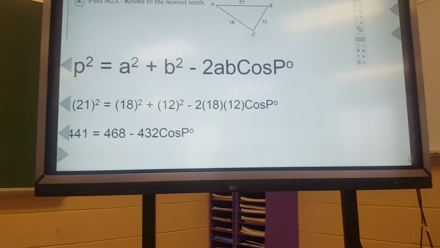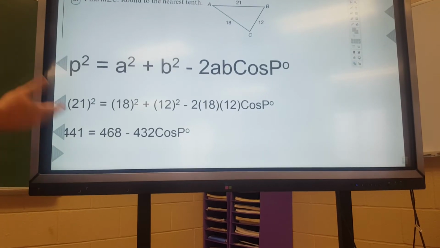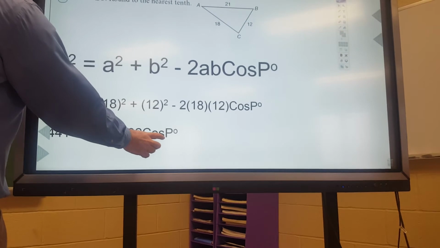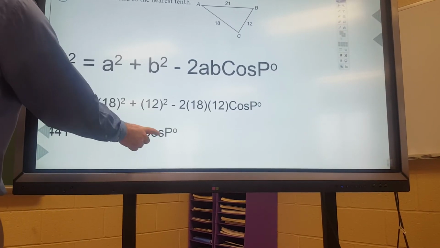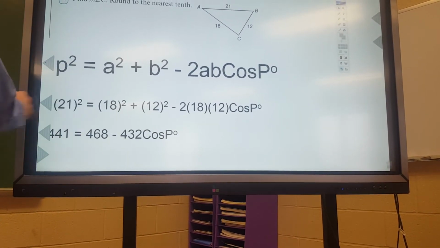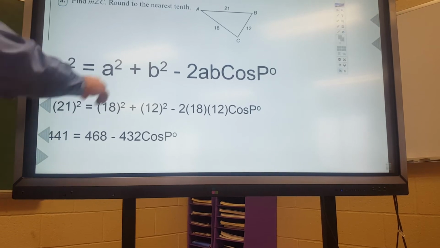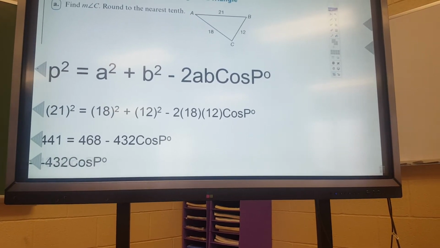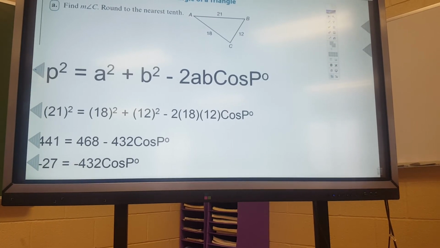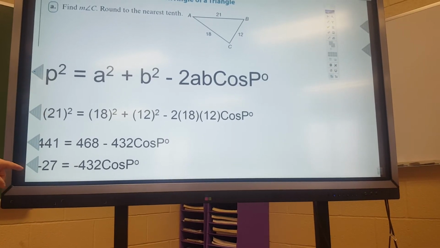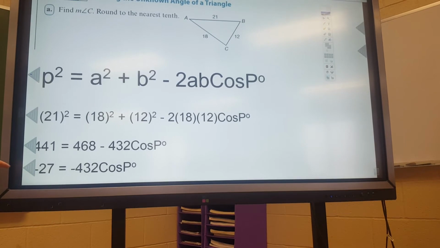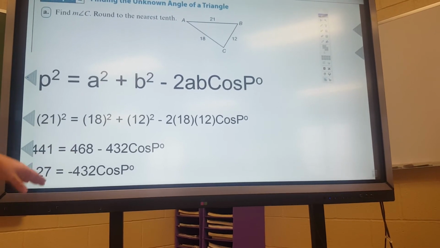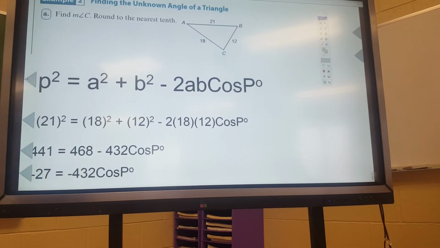I need to get cosine P by itself. So what do we do next? Well, those are being multiplied, so we need to hold off on that. We're going to use division to separate that. So we'll subtract 468, divide by negative 432. So we subtract 468, we get negative 27. Negative 432. So the next step would be to divide by negative 432.